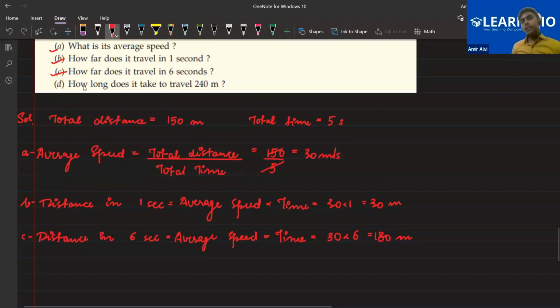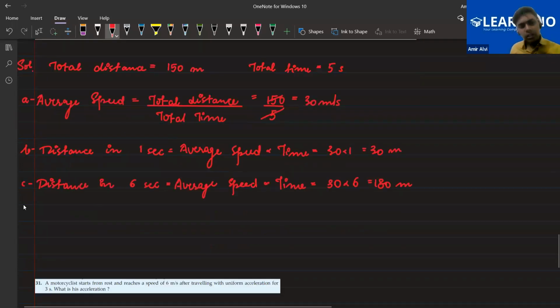Now, how long does it take to travel 240 meter? So we need the time. For the time calculation, I have average speed: 240 by 30, 8 seconds. Very good. Average speed is distance upon time.